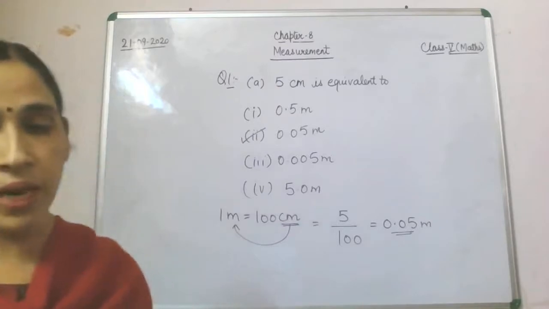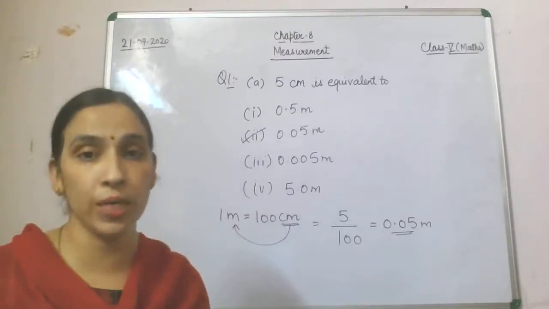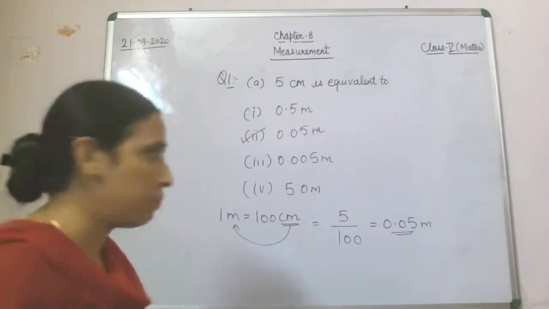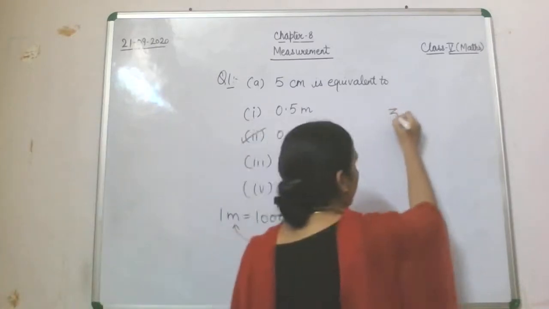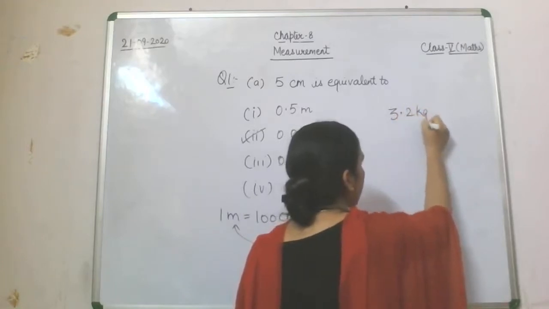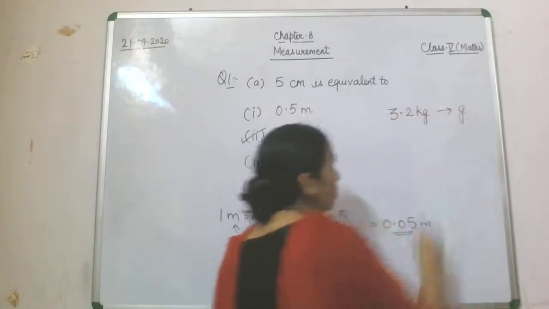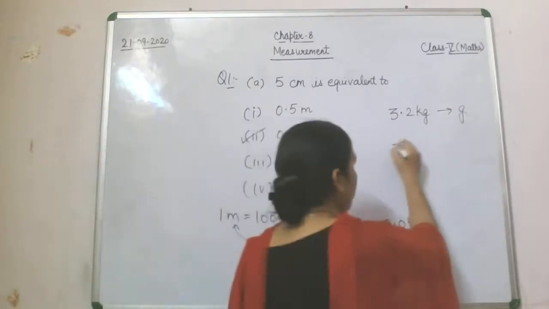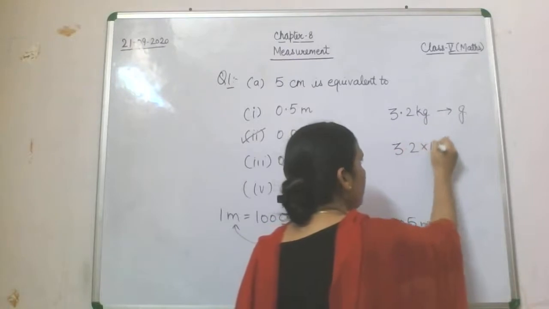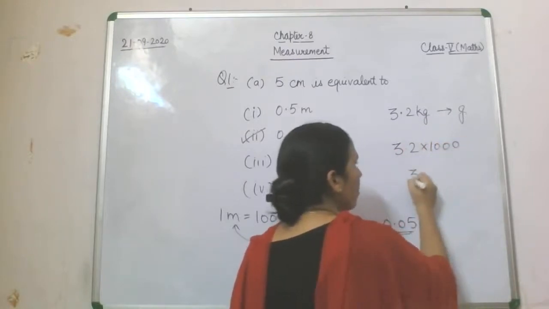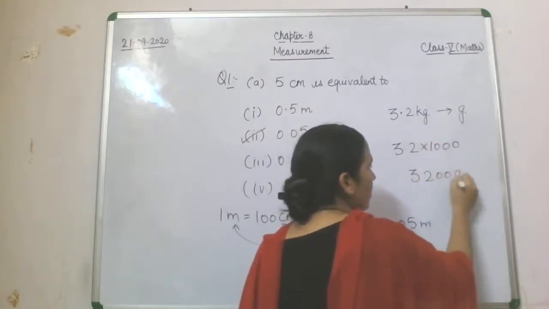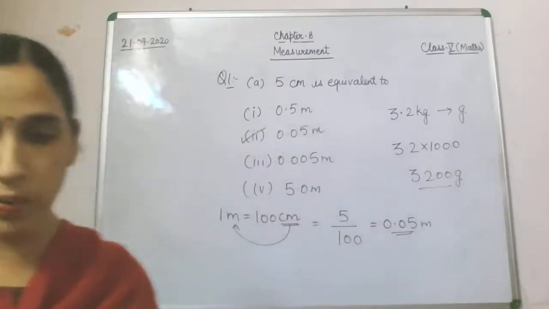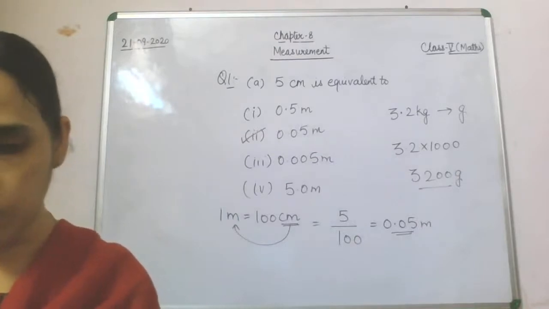Similarly, we have the next question, that is 3.2 kg. 3.2 kg is supposed to be written in gram. So from bigger to smaller, what will you do? You will multiply. So here 3.2 will be multiplied by 1000. So that will become 3200 gram. Is it there in the options? Yes. The fourth one is the correct option.